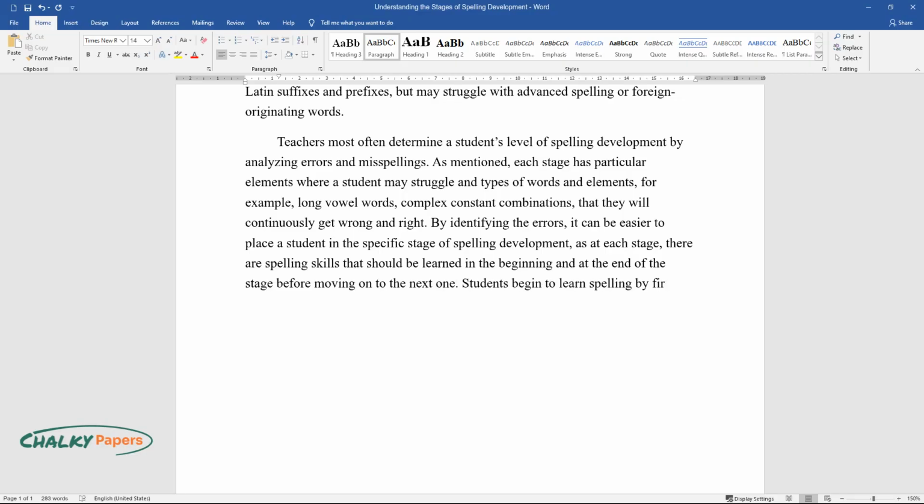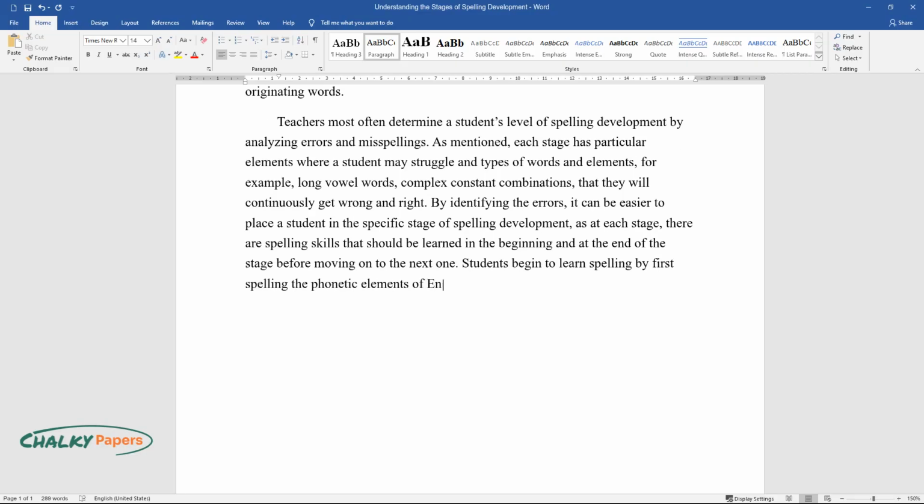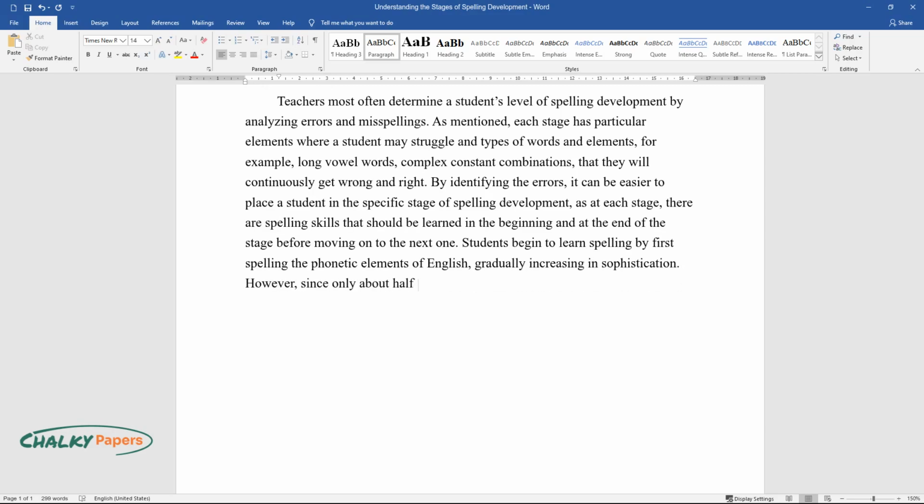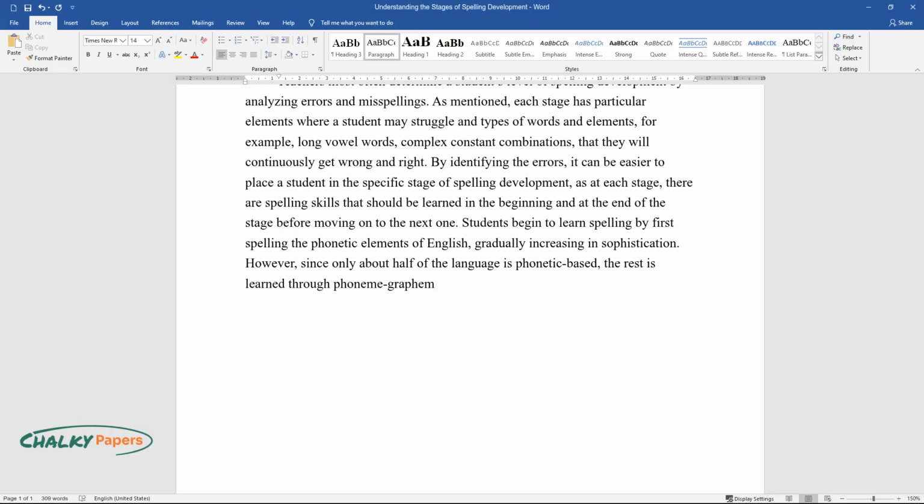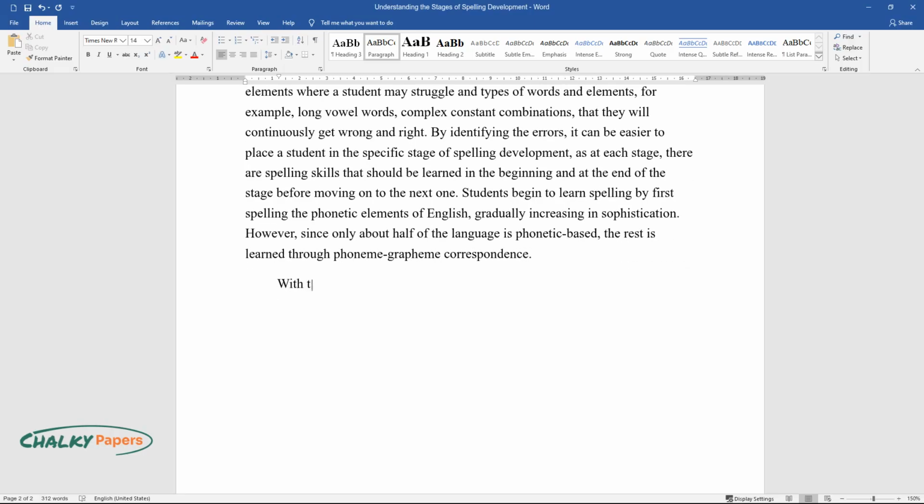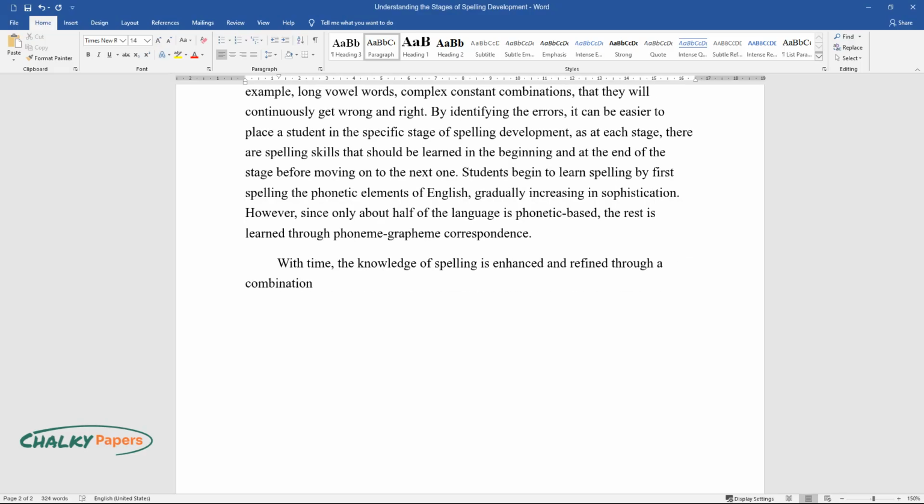Students begin to learn spelling by first spelling the phonetic elements of English, gradually increasing in sophistication. However, since only about half of the language is phonetic-based, the rest is learned through phoneme-grapheme correspondence. With time, the knowledge of spelling is enhanced and refined through a combination of reading, instruction, and writing itself.